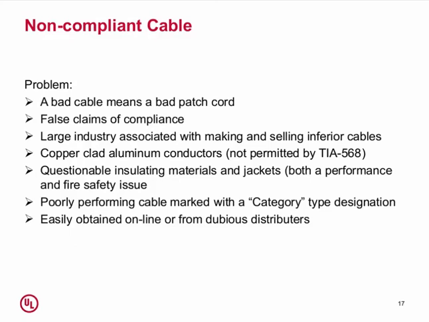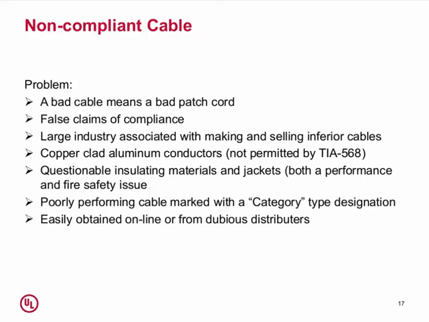Non-compliant cable is a problem. A bad cable means a bad patch cord. There's a lot of stuff out there where manufacturers make false claims of compliance. They say the cable is category 5E, category 6, category 6A, and it's not. There's a large industry out there associated with making and selling inferior cables. I'm sure we've all seen copper-clad aluminum conductors. These are not permitted by TIA 568, and yet they're out there. You can buy them on the internet very easily. Some of the cables use questionable insulating materials and jackets, and this becomes both a performance and a fire safety issue.